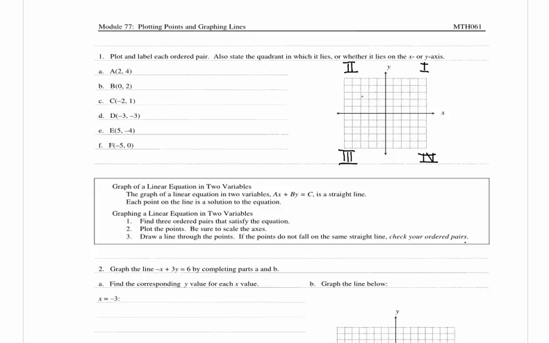So in quadrant 1, both numbers in the ordered pair are positive. In quadrant 2, the x value is negative and the y value is positive. In quadrant 3, the x and the y are negative. And in quadrant 4, the x is positive and the y is negative.